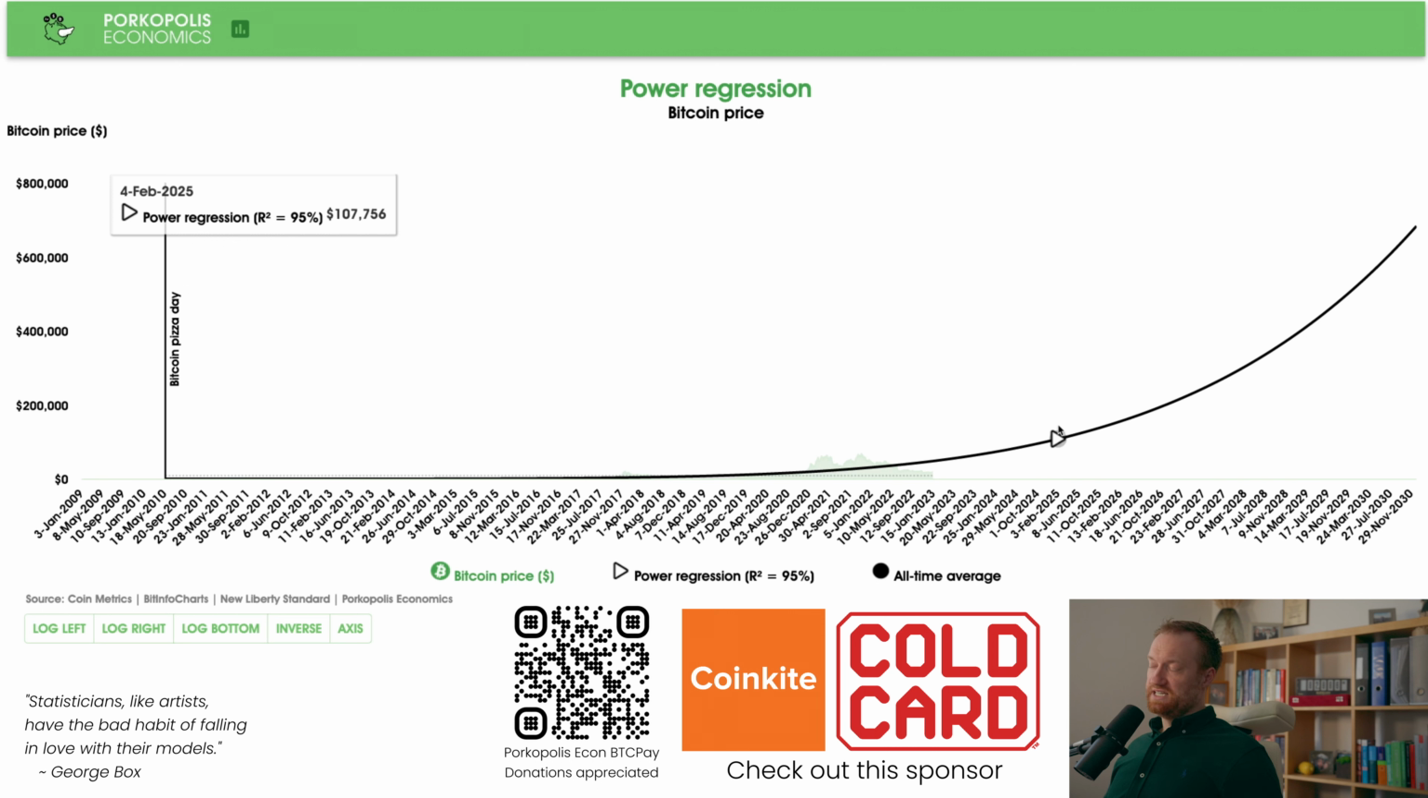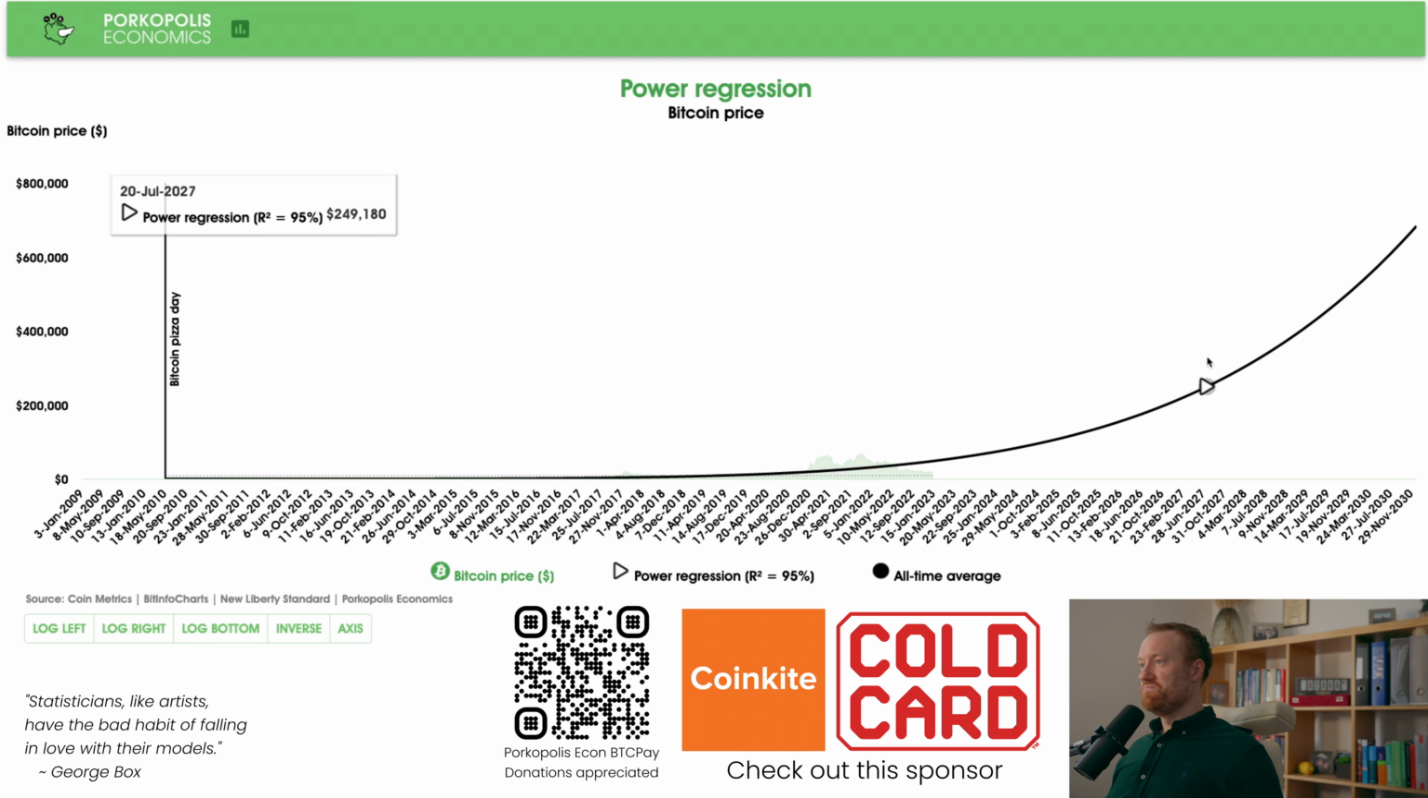And again, we're just predicting that y value, plugging it into the formula y equals ax raised to the power of b, along the x-axis, which in this case is days. We're counting up days, and we are predicting the value of y. So let's keep going, keep going. We get to $200,000 at the end of 2026, November 2026.